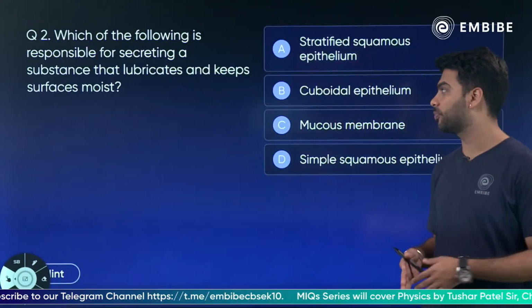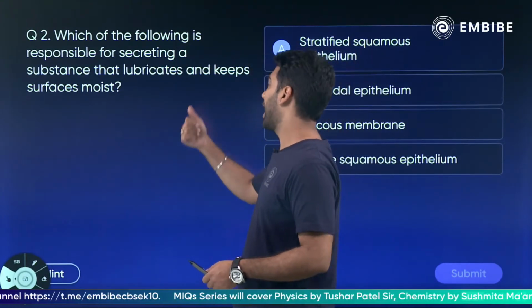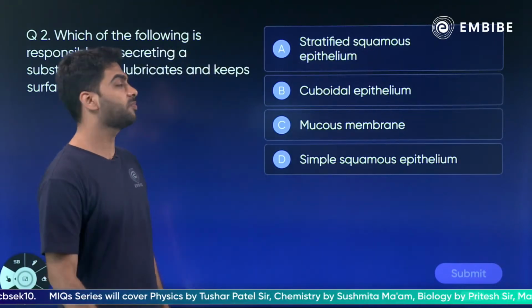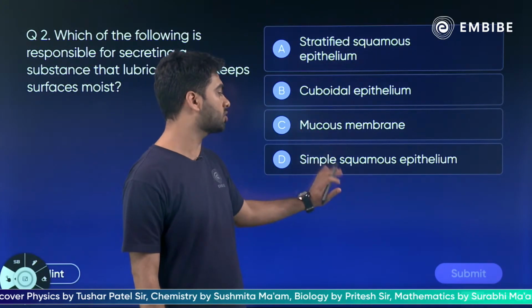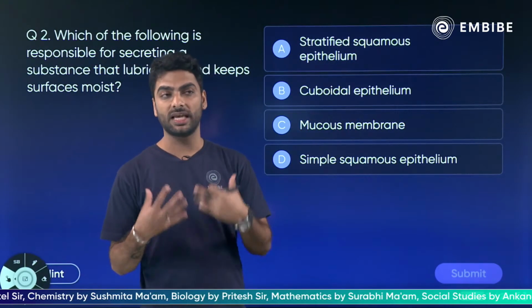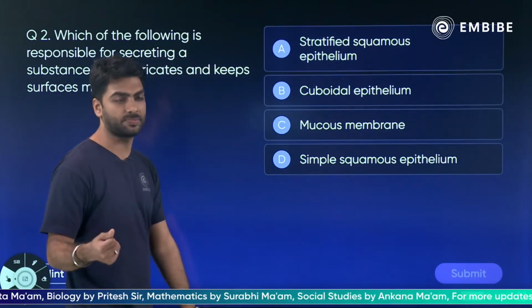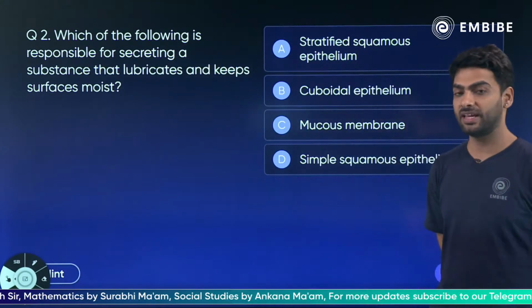I want you to answer promptly. Which of the following is responsible for secreting a substance that lubricates and keeps the surface moist? This one is very easy. Who is responsible for secretion? Stratified squamous epithelium, cuboidal, mucous, or simple squamous? Which is responsible for secretion of lubricants? This one is very, very easy.